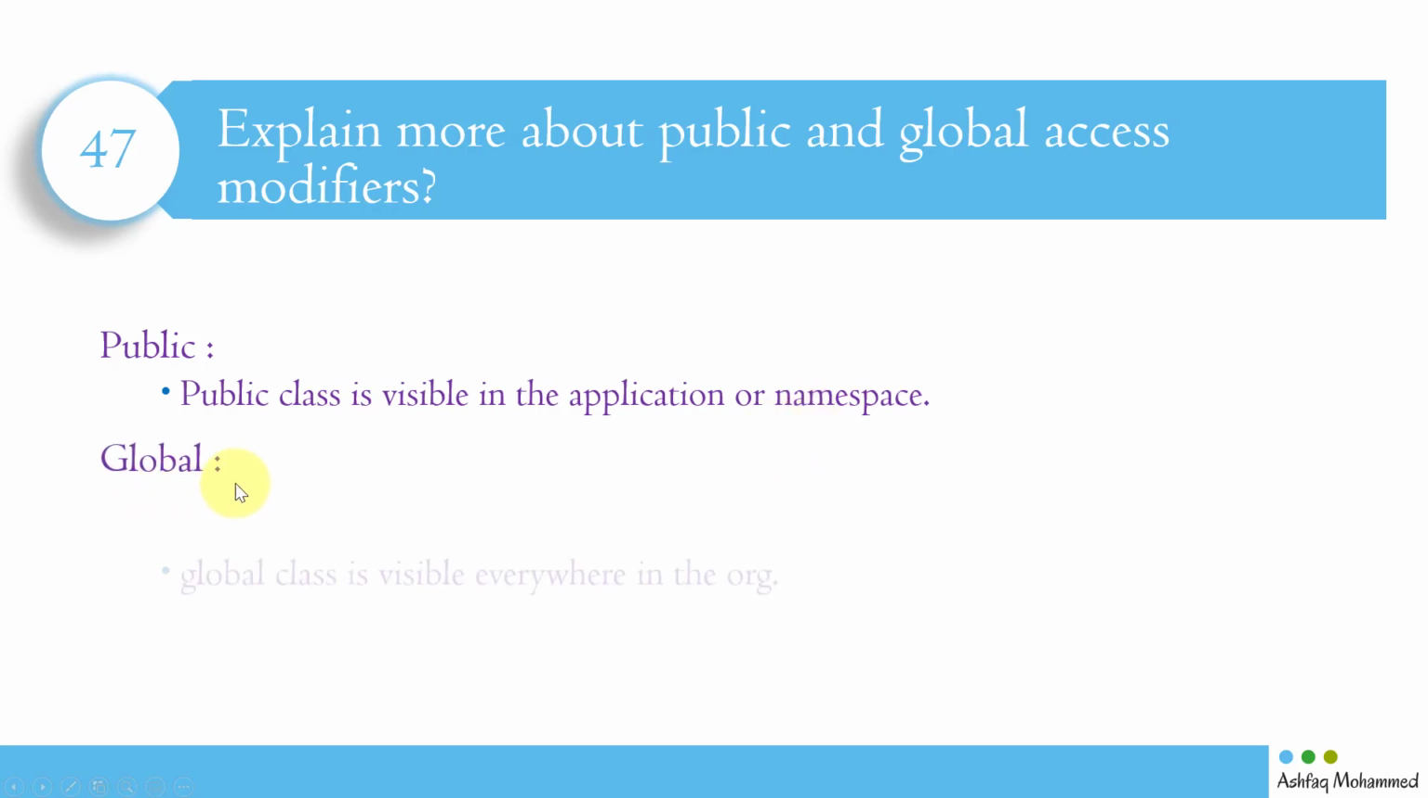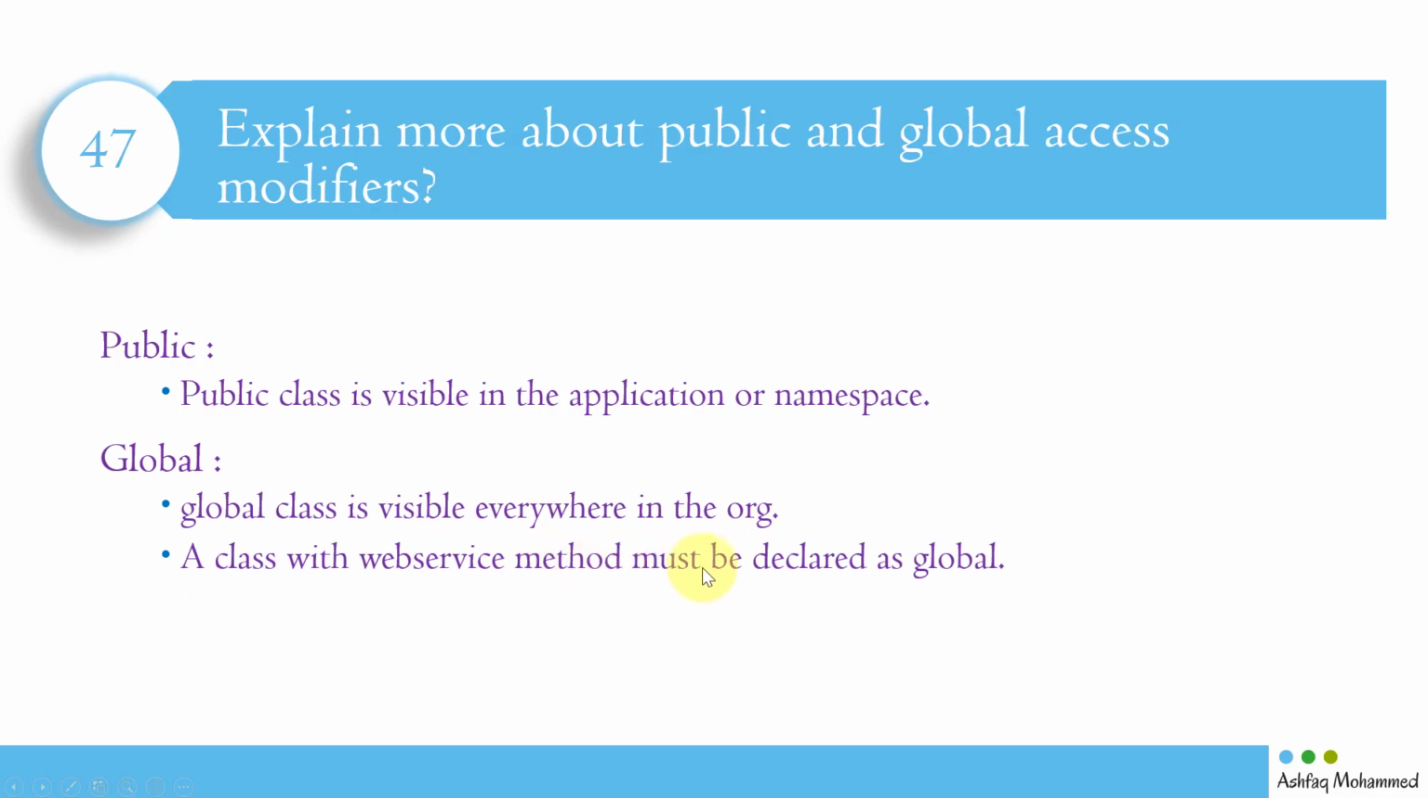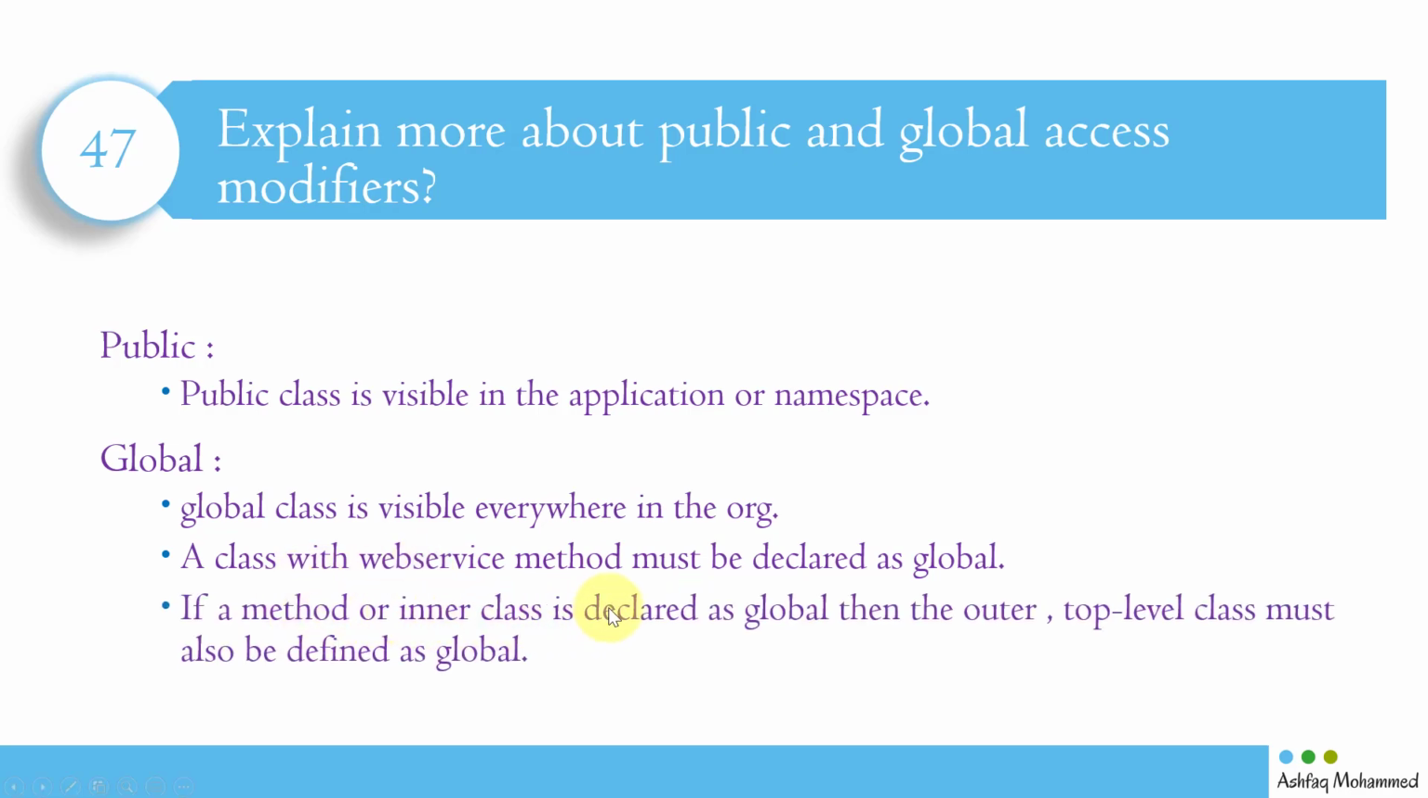Okay, so a global class is visible everywhere in the org. If I've created a class with global in Conga, then that can be accessible everywhere in the org. Okay, so there is no restriction for global. A class with a web service method must be declared as global. So always if we are creating a web service class, then it should be global. If you try with public, it will give you an error. Okay, so if a method or inner class is declared as global, then the outer class or top level class must also be global, right? You cannot write a public class and then inside it create a global inner class, right?